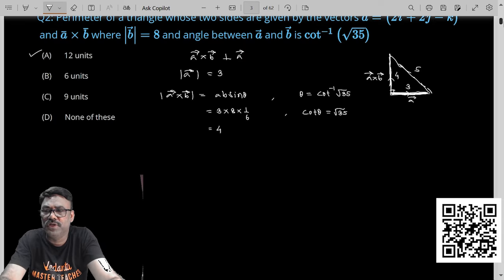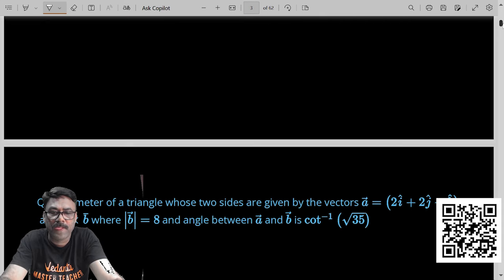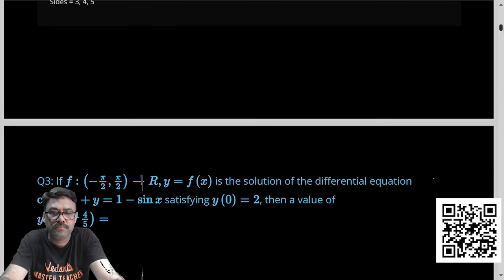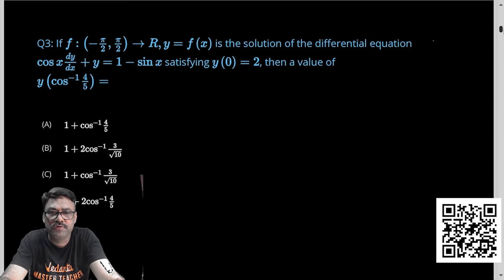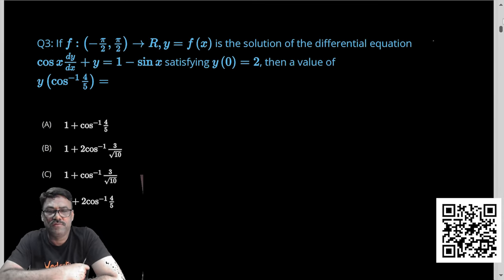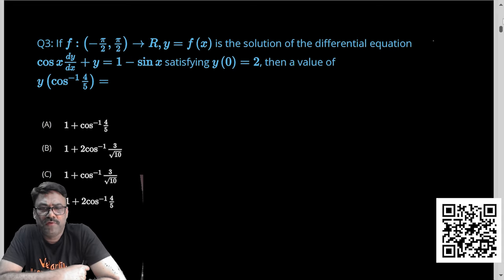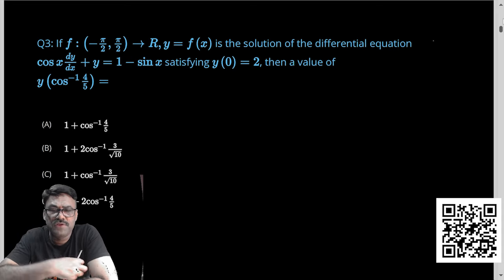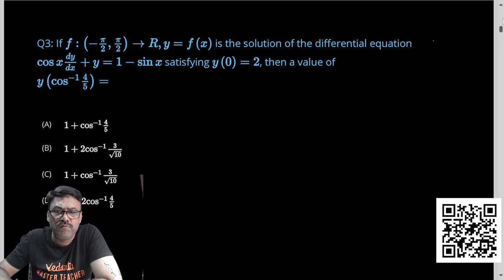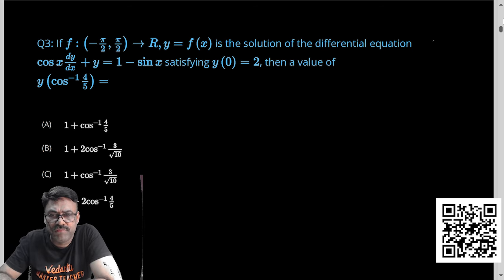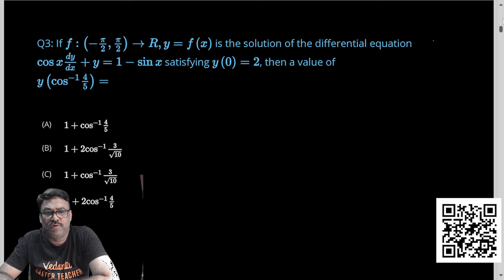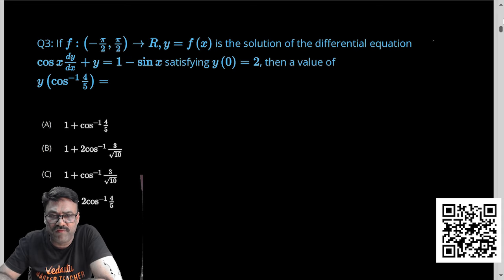Now let's move to the next question. This question is based on a differential equation, in fact a linear differential equation, which is very frequently asked in JEE Mains. So y equals f of x is the solution of this differential equation, and y of 0 is 2. So what will be y at cos inverse 4 by 5? It means if I put x equal to cos inverse 4 by 5, then what will be y, out of these four options given here?